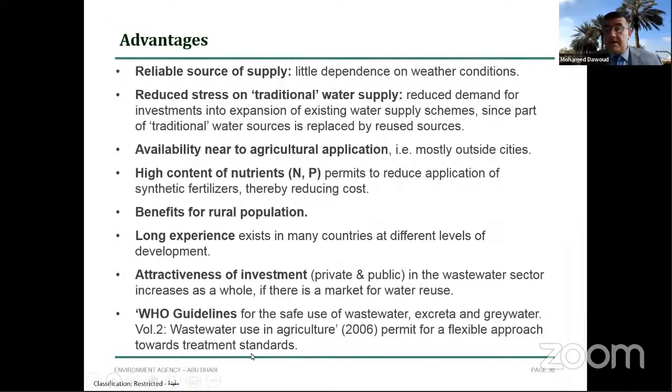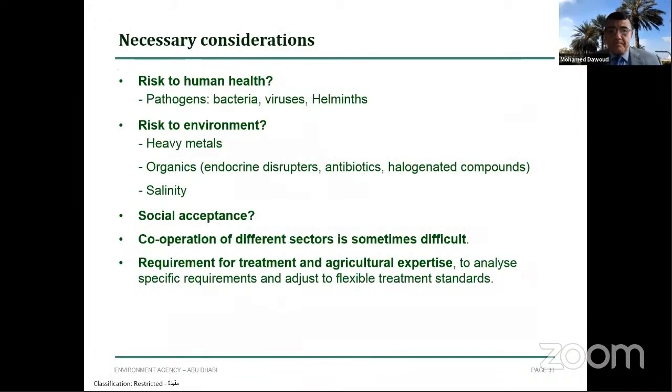Also, we have the guidelines and the standards, and in the Abu Dhabi Emirate we carried out a very comprehensive study jointly with FAO, to evaluate and put a monitoring plan in place for the reuse of treated wastewater in agriculture in Abu Dhabi. Of course, there will always be some necessary considerations and concerns which should be tackled very carefully before going for the use of treated water. The main one is the risk to human health, especially for the farmers or end users who are dealing with this type of water at farm level.